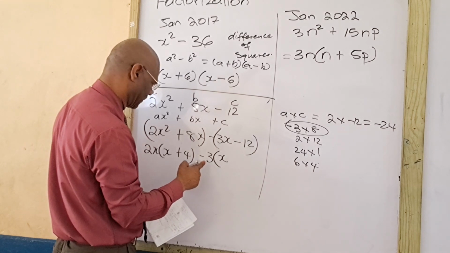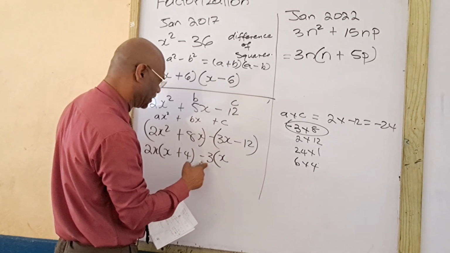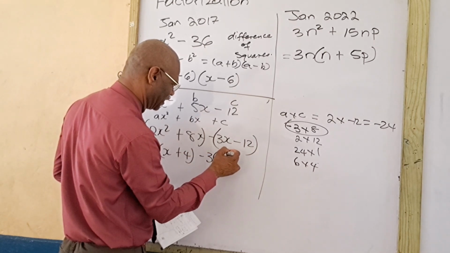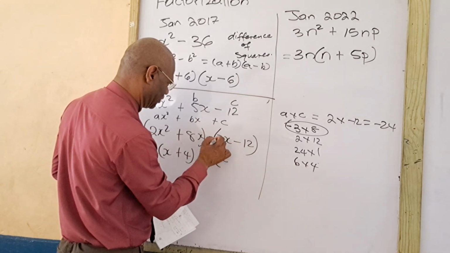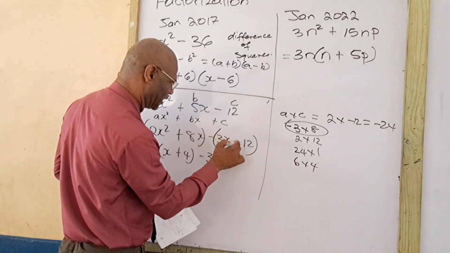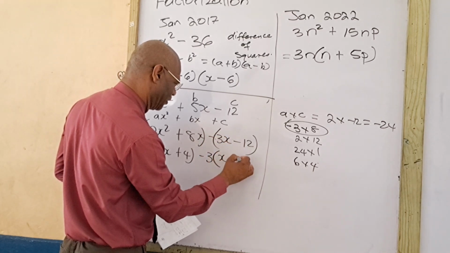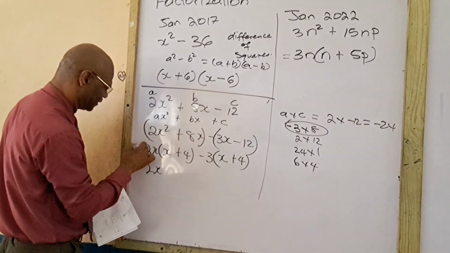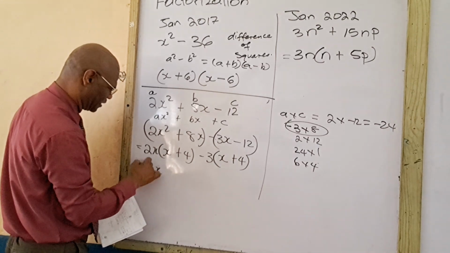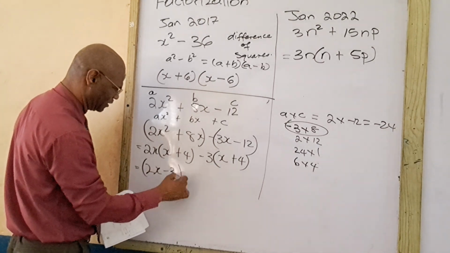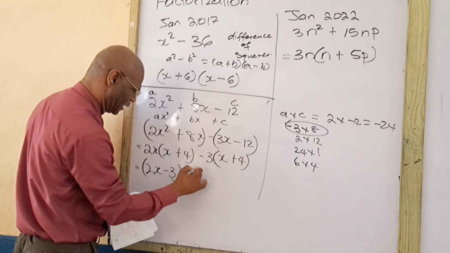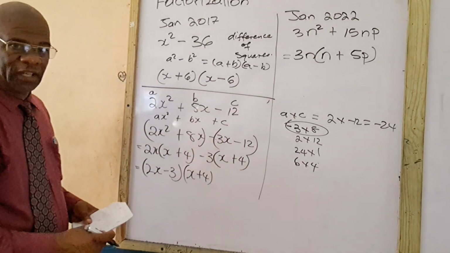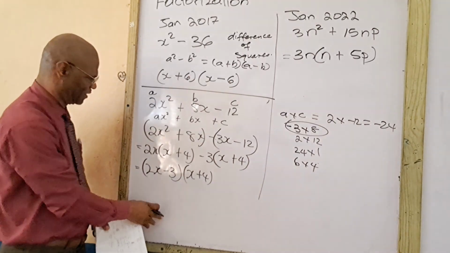Then we have negative 12 divided by negative 3, that gives us positive 4. So we have 2x minus 3 into x plus 4. So there we have it.